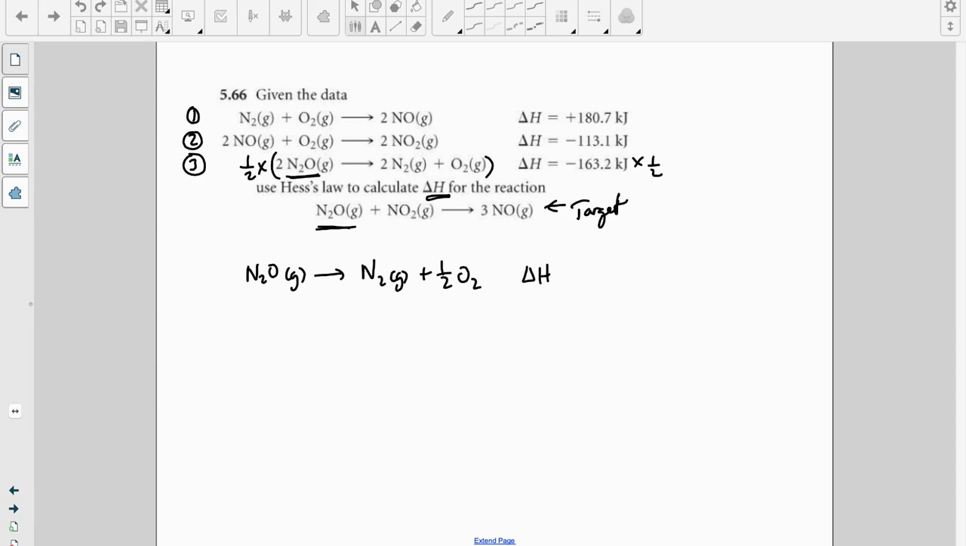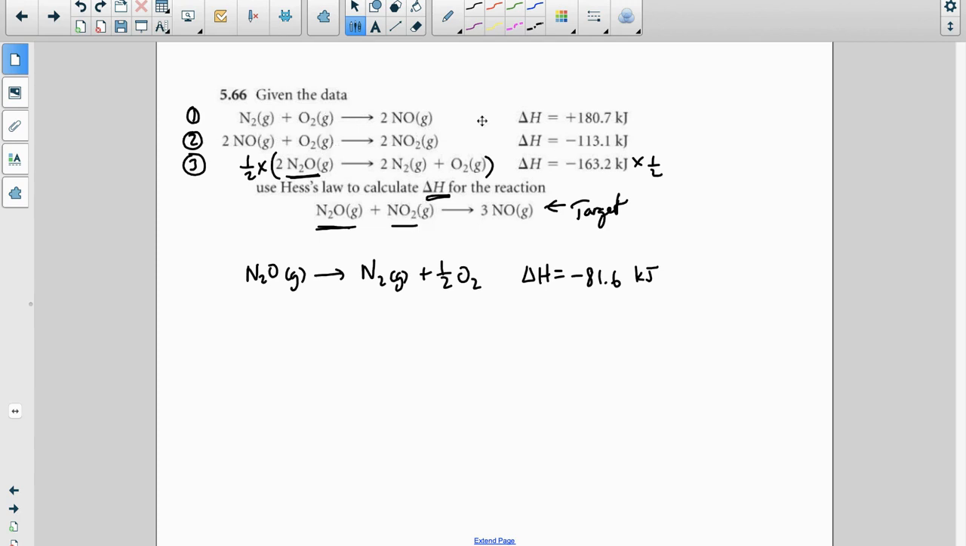So let me just get that number on my calculator. I get minus 81.6 kilojoules. Okay, because I took 1/2 times this reaction. All right, so I've got my N2O in the right place now. Now, my next thing that I'm going to look at is my NO2. Okay, my NO2 appears on the right-hand side of equation number 2, but it's on the left in my target.